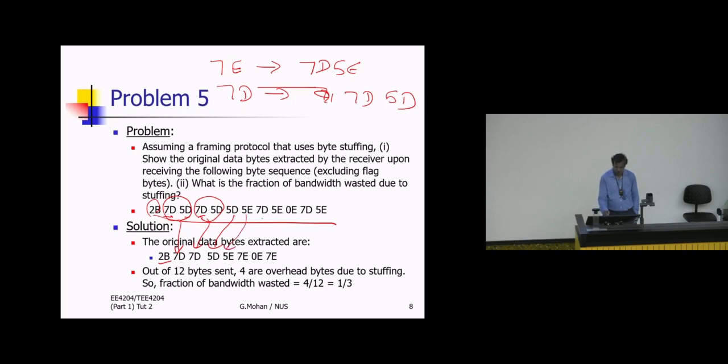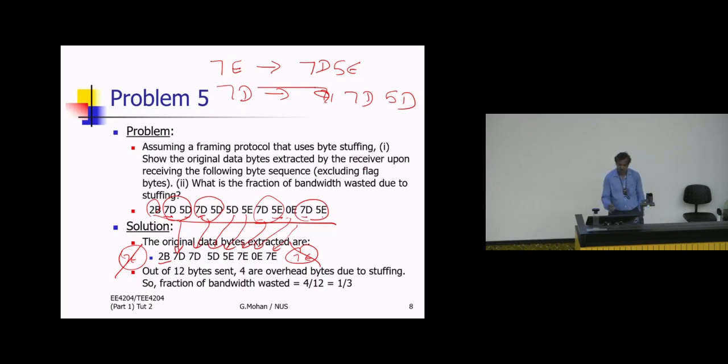Now the receiver receives 7D followed by 5E. Because the second byte is 5E, this will be replaced by just 7E. 0E, 0E, then 7D followed by 5E. So these two will be replaced by 7E. Okay? But note that before that, the sender will send 7E as a starting flag, and at the end it will also send 7E as the ending flag. This is not shown here because it's clearly given that the flag bytes are excluded. Okay?